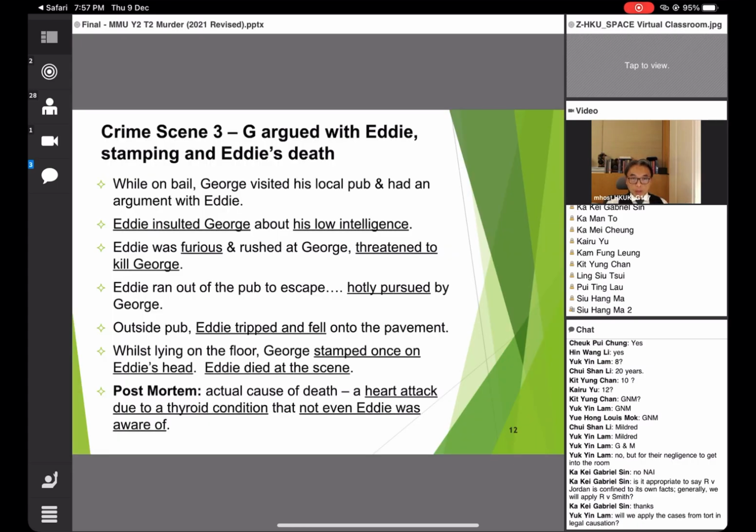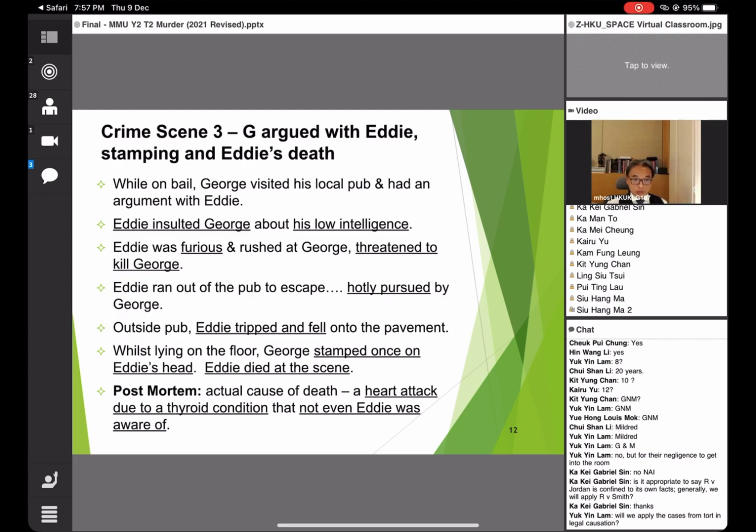Crime scene number 3. Remember the facts of the case. George argued with Eddie, and then there was some sort of chasing after Eddie. Eddie fell, and then George stamped onto Eddie's head, and Eddie died. So basically that's a nutshell. And here are the crucial facts. I hope you can pick that up too.